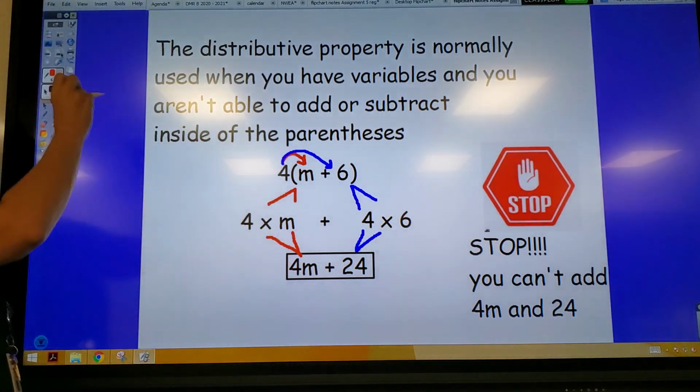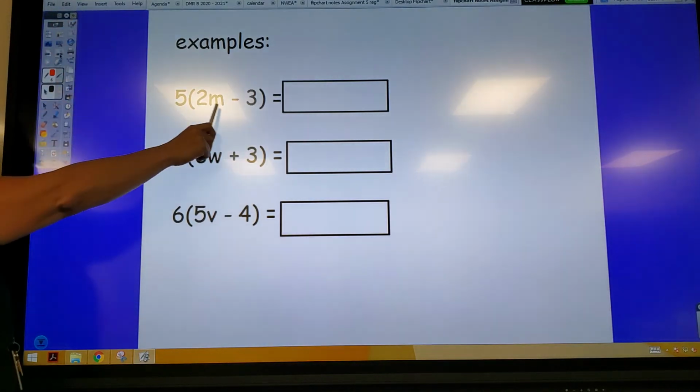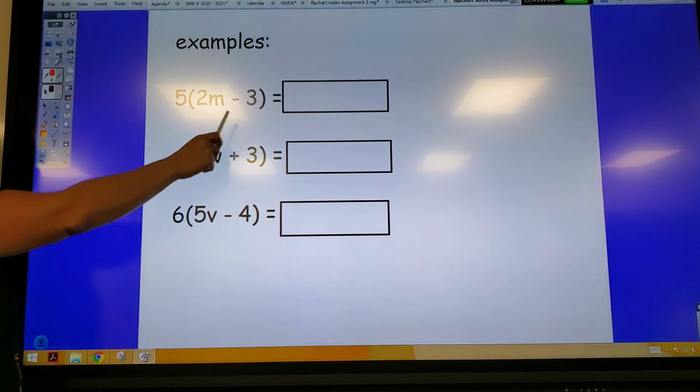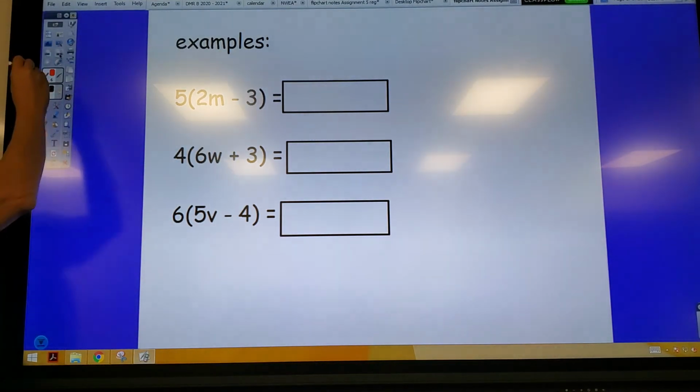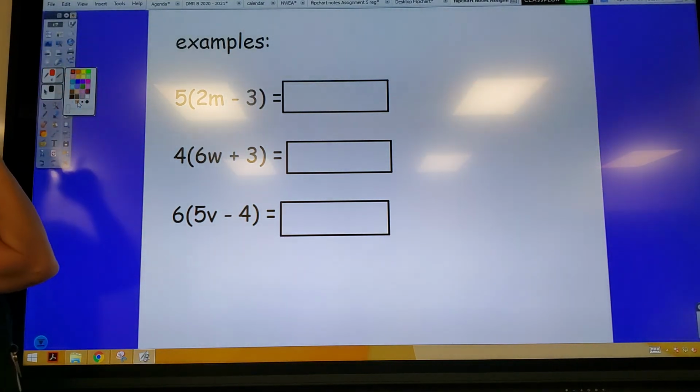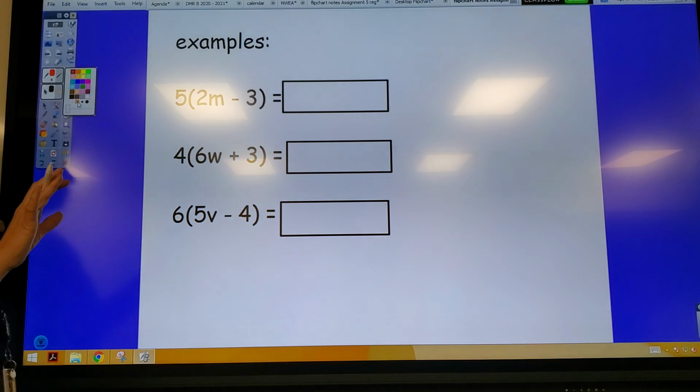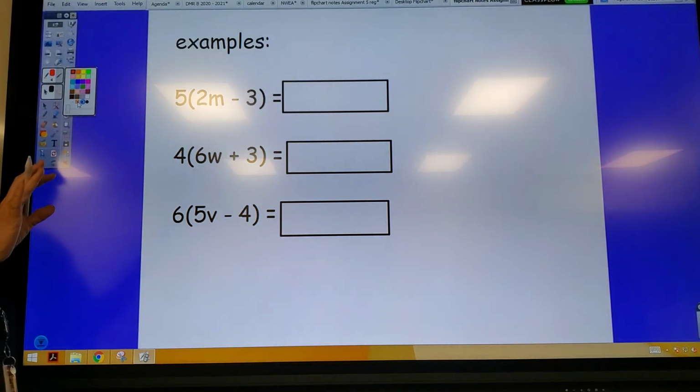All right, so I would like for you to write this first expression. 5 parentheses 2m minus 3. You guys remember doing this last year? No. All right, some yeses, some nos. Most people don't really struggle with distributive property, so even if you're a no, don't worry.